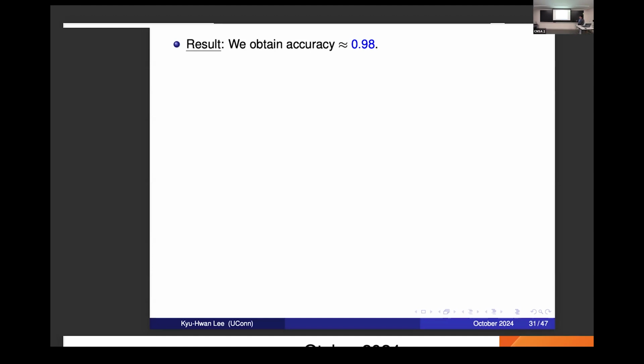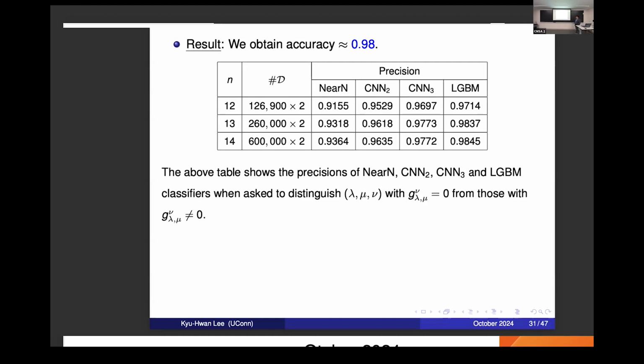Yeah, well, I was surprised. Here are more details. I applied nearest neighbors, convolutional neural networks, and LightGBM. LightGBM performed the best. But the point is, we observed high accuracy. So machine learning algorithms are seeing some patterns clearly.